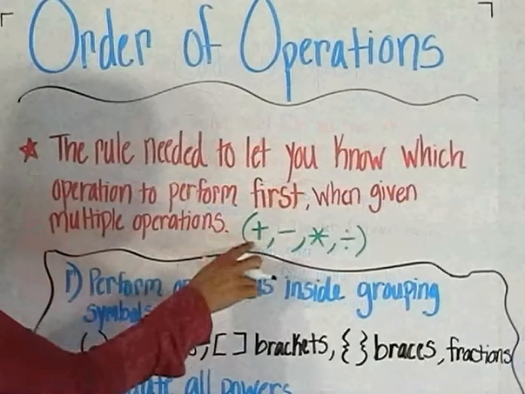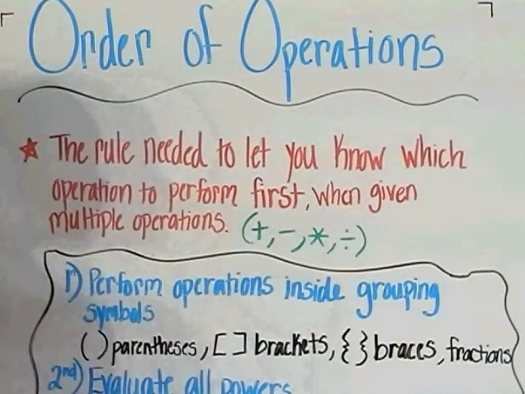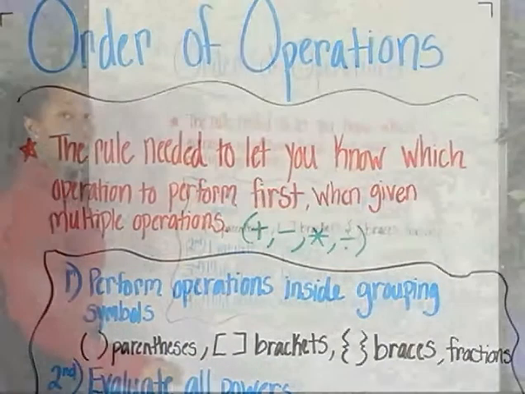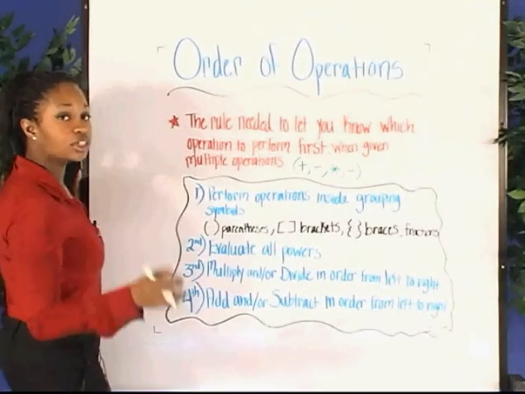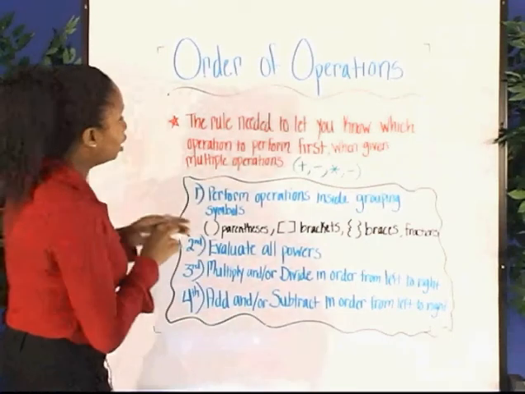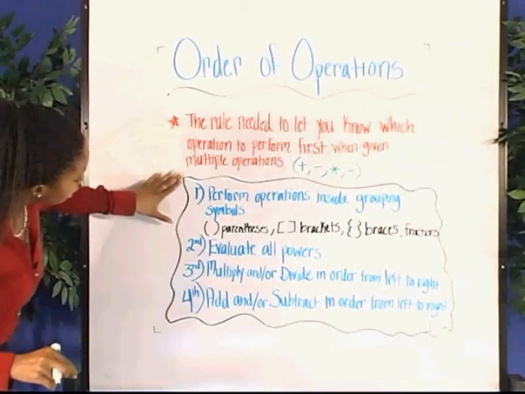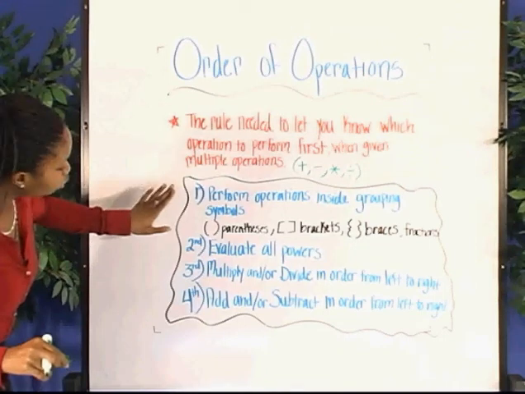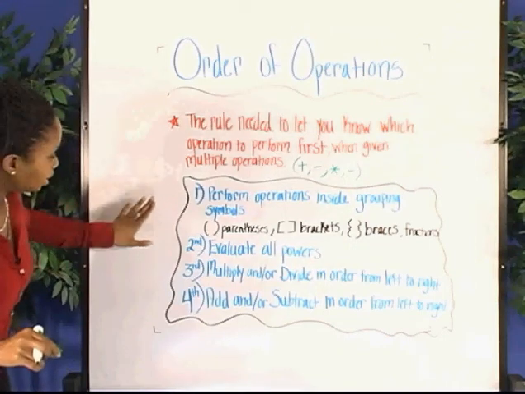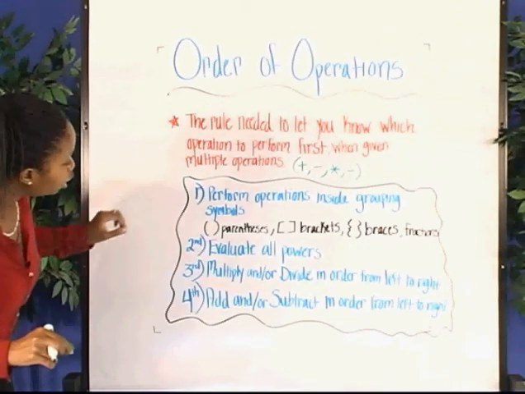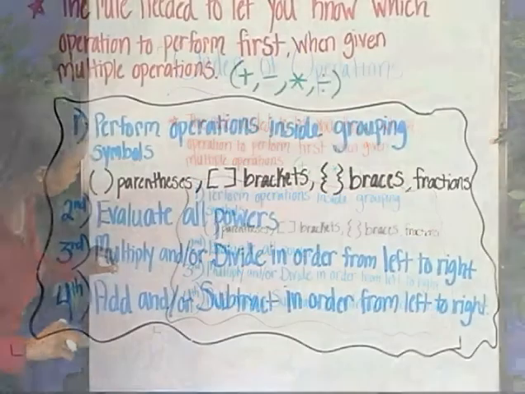So say you have addition, subtraction, and multiplication. You need to know whether you add first or whether you multiply first. So that's what we're going to go over. And here are the steps for the order of operations. There are 4 basic steps to let you know what order to perform your steps in.